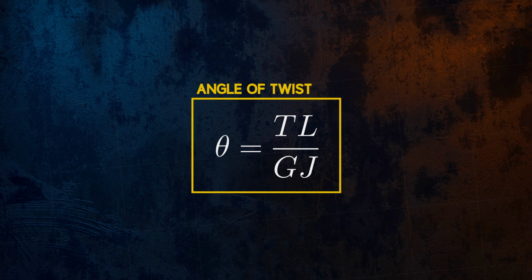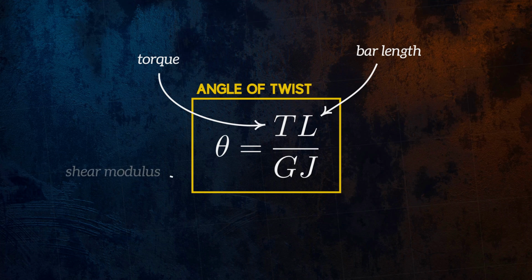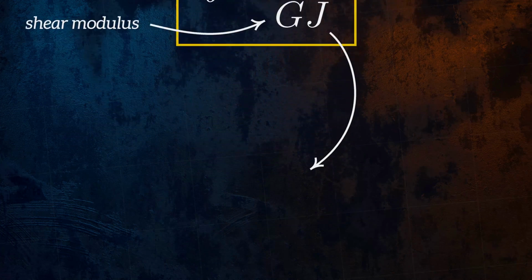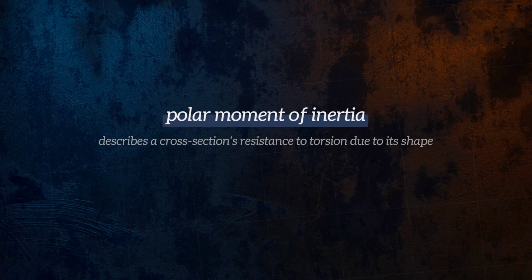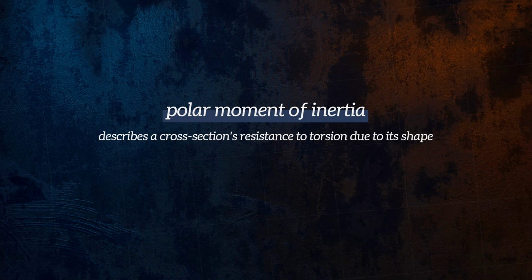It is a function of 4 parameters: the length of the bar L, the applied torque T, the shear modulus G, which is a material property, and J, which is the polar moment of inertia. So, what is the polar moment of inertia? It defines the resistance of a cross-section to torsional deformation, due only to the shape of the cross-section.